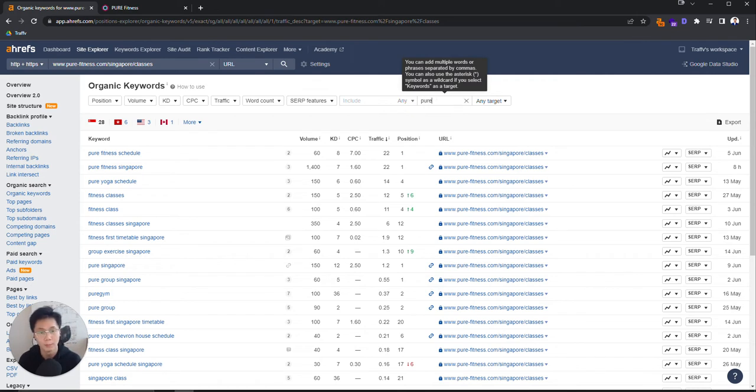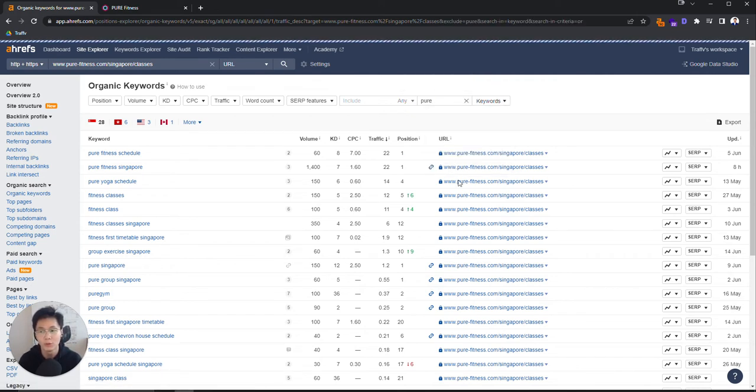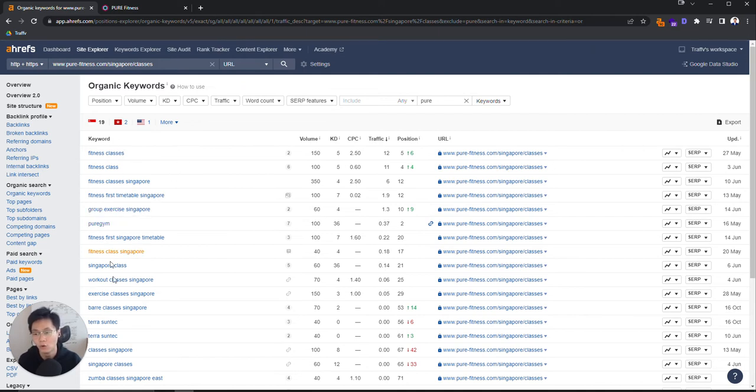Okay, so I'm going to exclude anything with pure, and this will show me all of the keywords that this page is trying to rank for. Now I need to look at the different kinds of keywords here. I'm seeing fitness classes, fitness classes in Singapore, fitness class, fitness first timetable. Immediately when you look at this, if you know Fitness First, this is actually a brand, so this will not be relevant at all. Group exercises could be relevant.